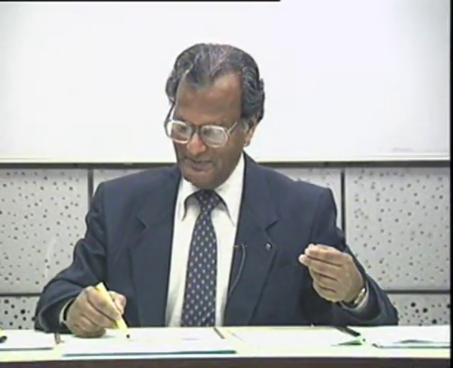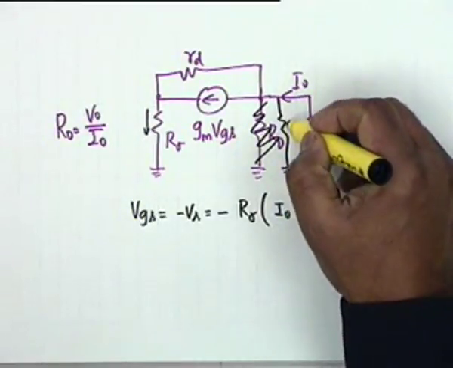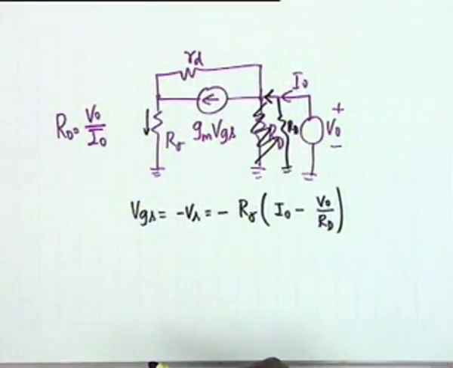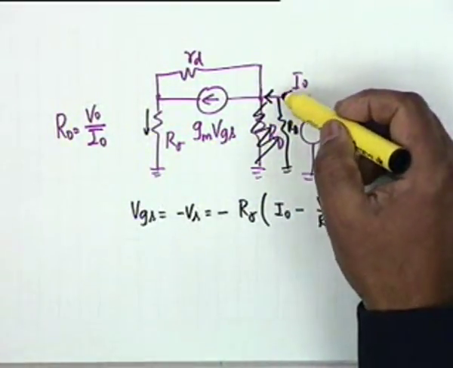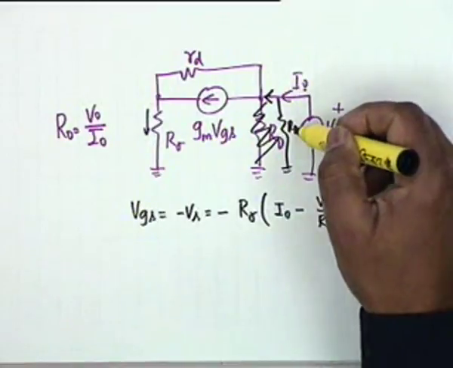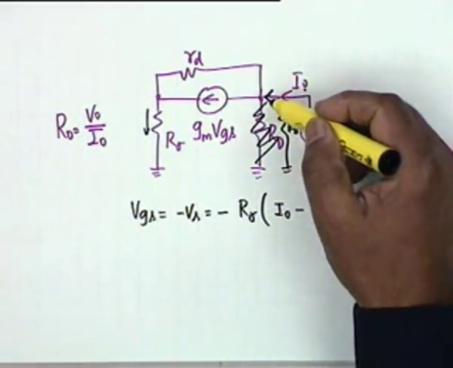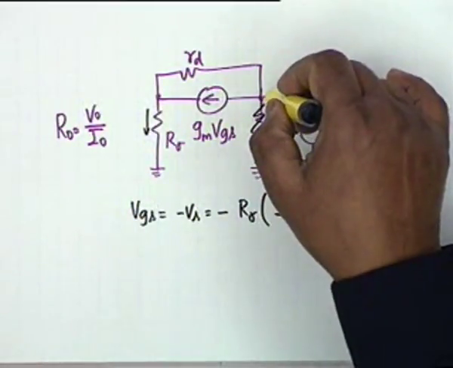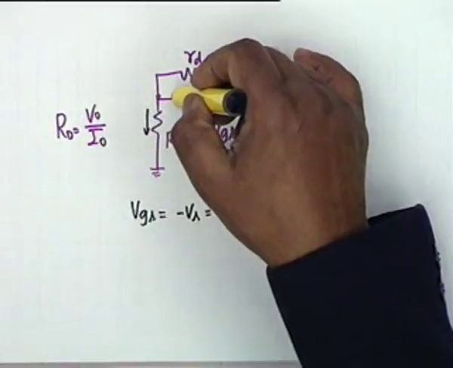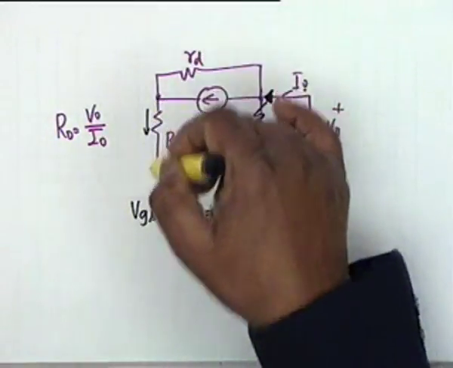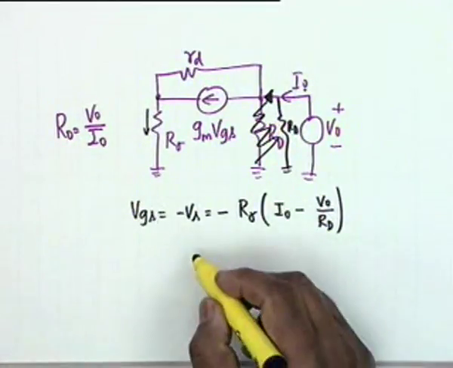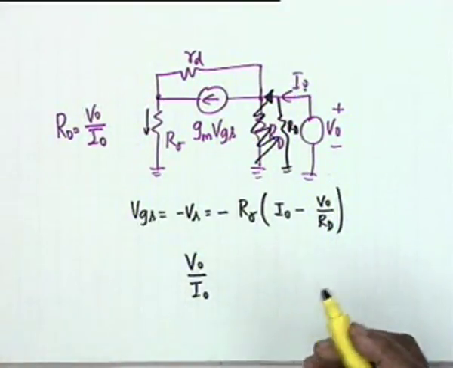Alright, let me draw this resistance here, RD. Then this current must flow through the R sigma. This current is I0 minus V0 by RD. This current splits up into two parts. One is through this, one is through this. They must combine here and flow through R sigma. Requires a little bit of thinking, but it's not difficult. So you can find out V0 by I0, and I leave this to you.